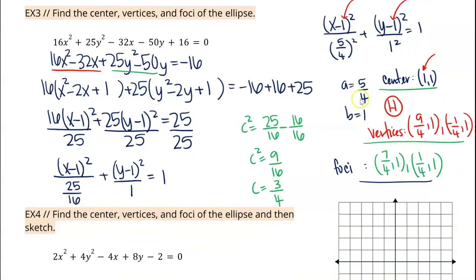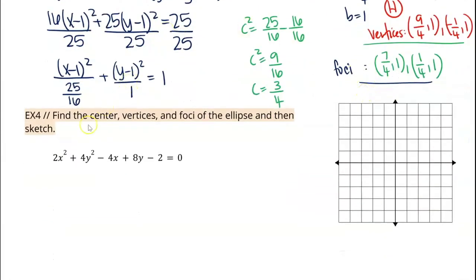Okay. One more equation in general form. We're going to find all of the stuff and we're going to graph it. So let's start by grouping x stuff together, group y stuff together, and move any constants to the right.